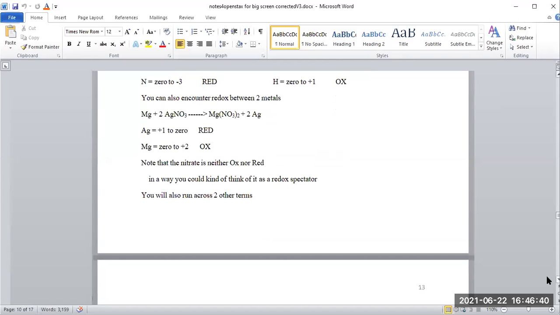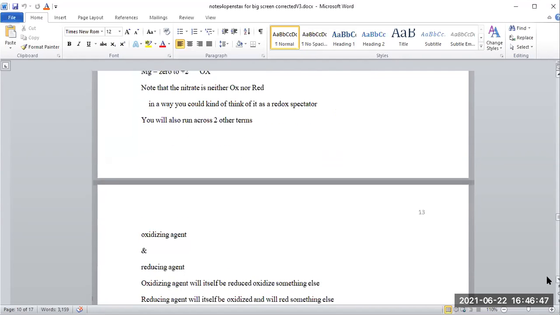So +1 up to 0, or +1 down to 0, reduced. 0 up to +2, oxidized.